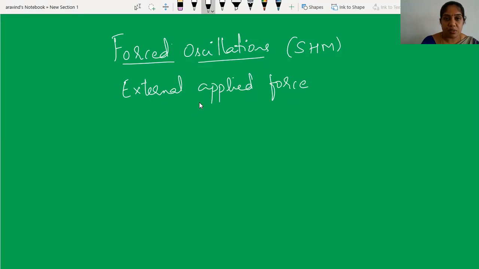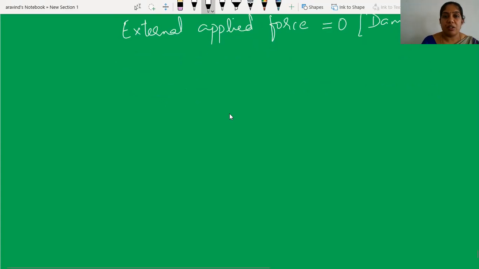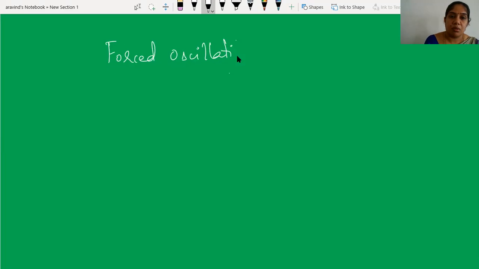If I don't apply force, then the oscillations will die after some time and they become damped oscillation. So in this case, here we are applying a constant force and making the oscillations happen. Hence, the oscillations also depend upon what is the force applied. So I can say forced oscillations are under the influence of these kinds of forces.